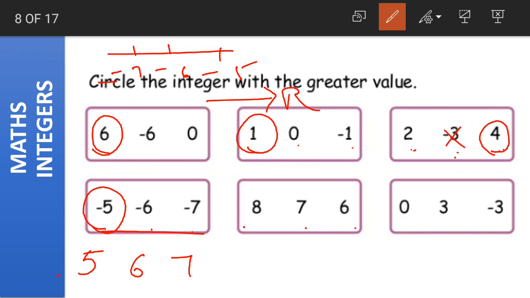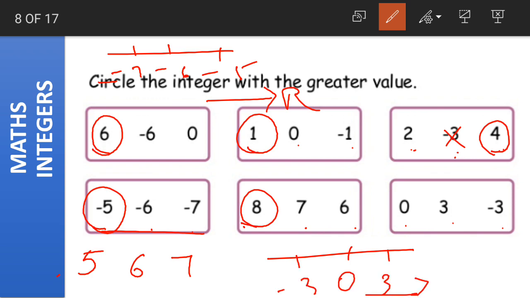8, 7 and 6, all these are positive integers, so the integer with the greater absolute value is 8, so 8 becomes the greatest number among these three. The last one is 0, 3 and minus 3. Again, if you look at these numbers on a number line, 3 falls on the rightmost corner, so 3 becomes the integer with the greatest value.